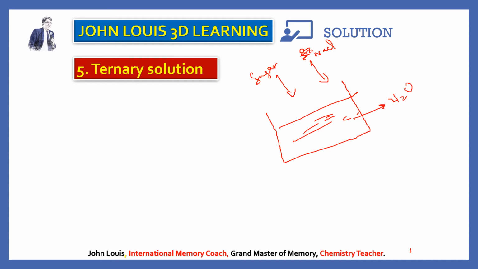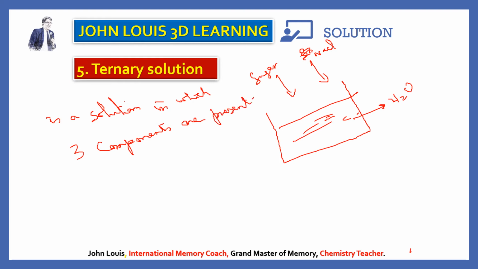Therefore, here how many components are there? Three components. Two solutes and one solvent. Therefore, what is a ternary solution? Ternary solution is a solution in which three components or three substances are present. Is it clear? Here two solutes and one solvent. Therefore, altogether three components or three substances. Therefore, this is known as ternary solution.